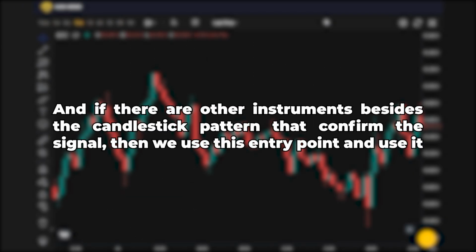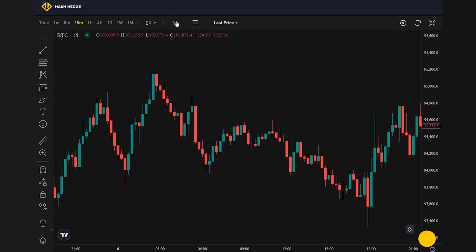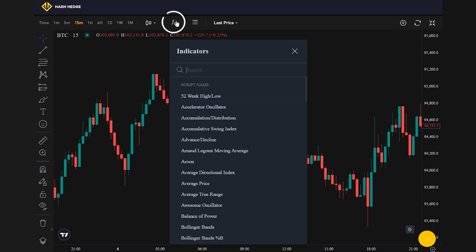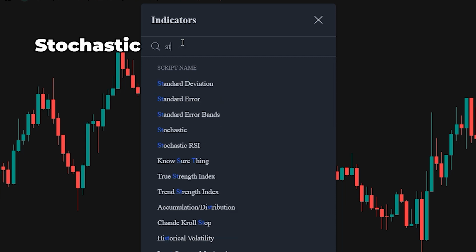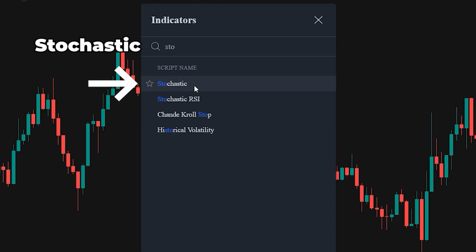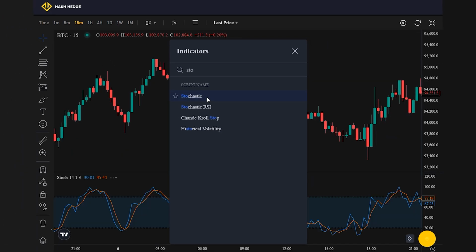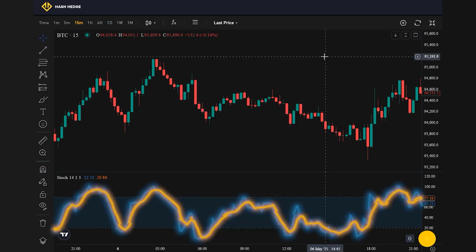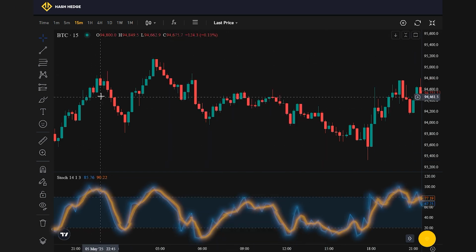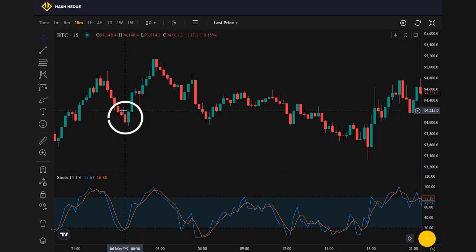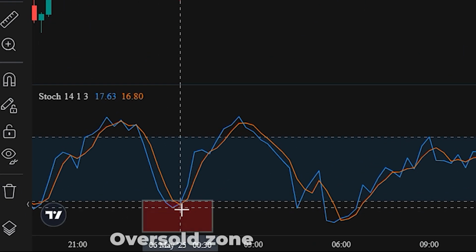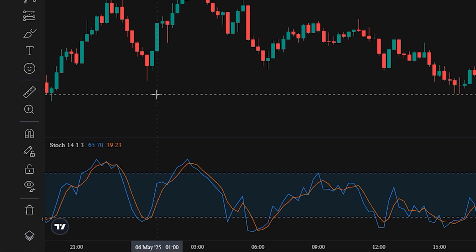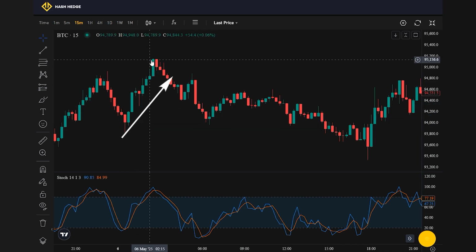And if there are other instruments besides the candlestick pattern that confirm the signal, then we use this entry point. For example, since we're talking about reversal patterns that predict a chart reversal, we might use indicators that also predict a trend reversal. For example, stochastic. Let's check our stochastic entry points. So we get here, we have an engulfment pattern, both stochastic lines in the oversold zone. We confirm this signal and get a good profit on it.